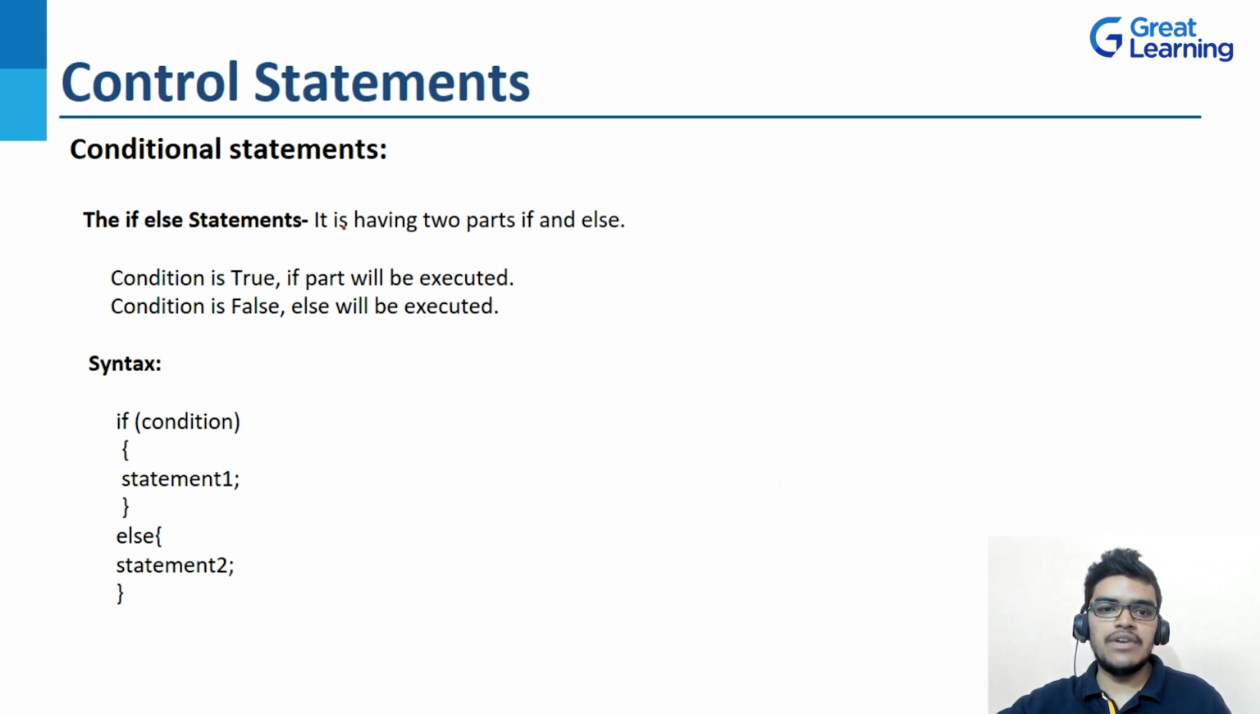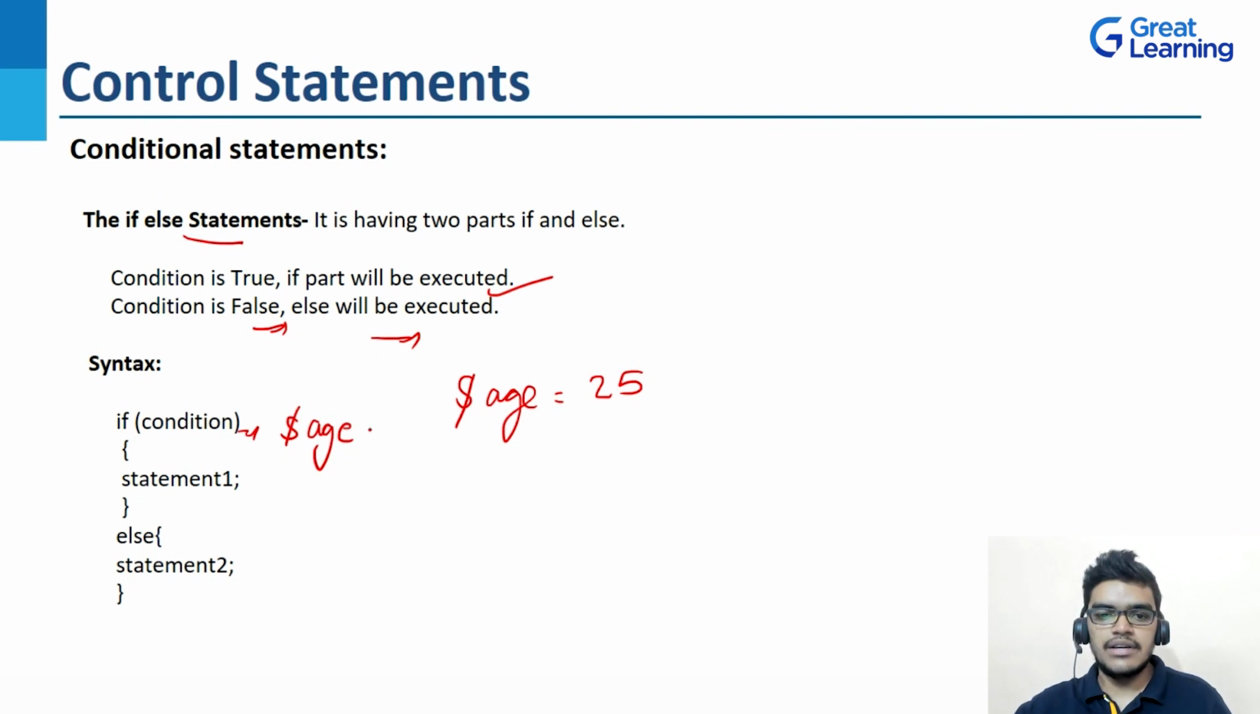So the next statement we are having is if and else. So if the condition is true, then the if part will be executed. If the condition is false, else will be executed, right? Let's take the same example. If I'm writing here $age, this is my variable, and if I am writing here 25, and in the first condition inside this if I am writing $age is, let's suppose, greater than 27, right? So here if I am giving this $age is greater than 27, so my age is 25.